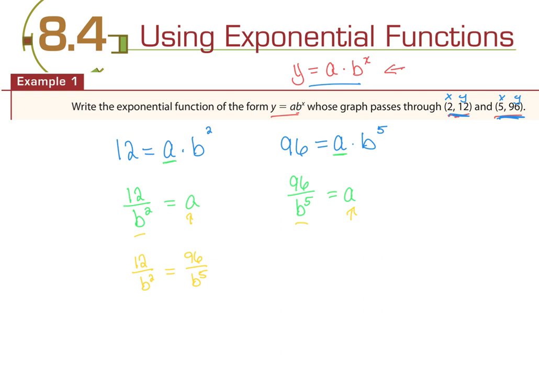I will say, when I'm trying to move one variable or the other, I always choose to move the higher exponent when it's in the denominator. So I'm going to multiply both sides by b to the 5th. Over on this right side, they cancel.